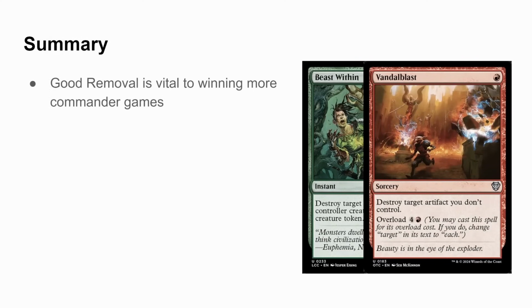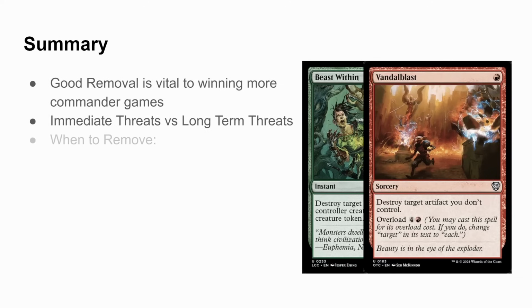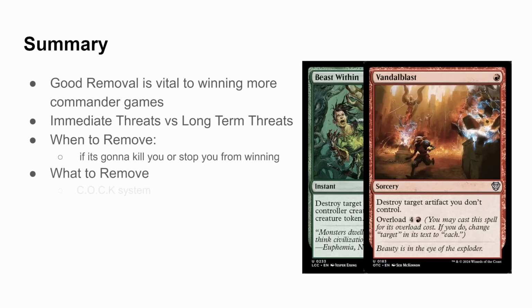We learned that good removal is vital to winning more Commander games, and the difference between immediate threats and long-term threats, as well as when to remove, such as if it's going to kill you or stop you from winning, and what to remove using the COC system: commanders, omens, combo pieces, and kill on sight. Those are all the main ones that you want to remove as quickly as possible. Now, of course, this is the end of this module.